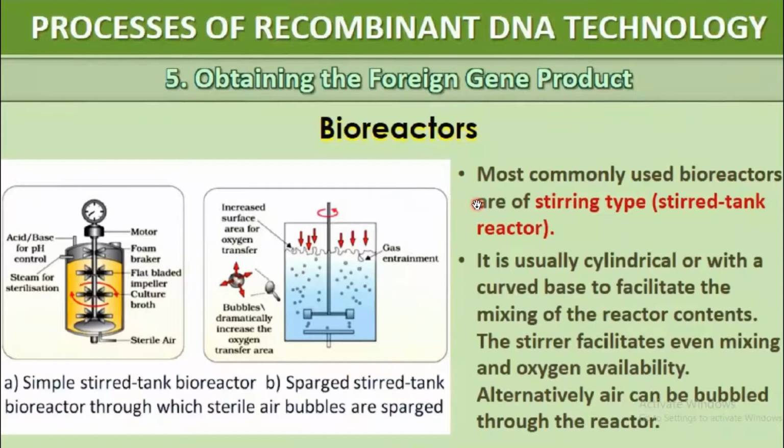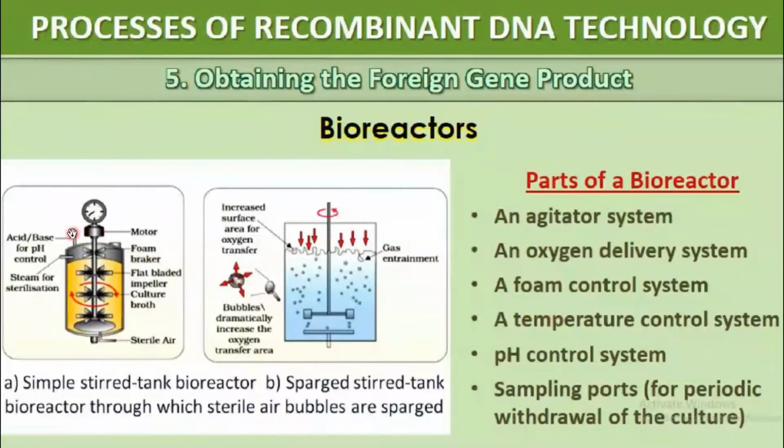Most commonly used bioreactors are of two types. Stirred tank reactor and the second one is sparged stirred tank bioreactor. One is simple and the other one is sparged. It is usually cylindrical or with a curved base. Here we can see that to facilitate the mixing of the reactor contents. The stirrer facilitates even mixing and oxygen availability. Alternatively, air can be bubbled through the reactor.